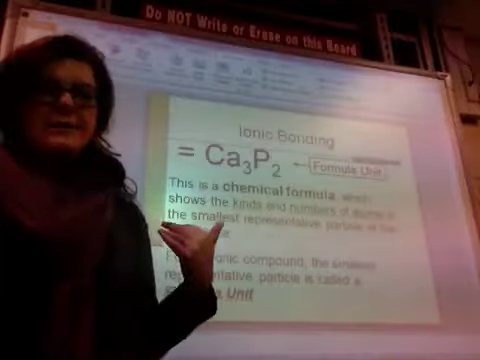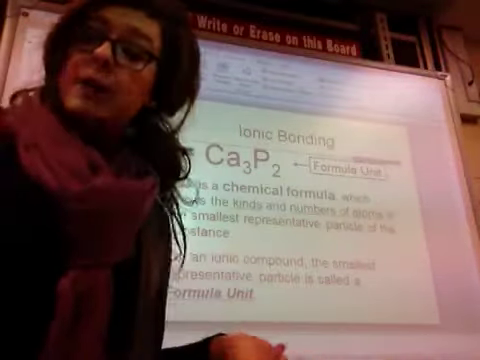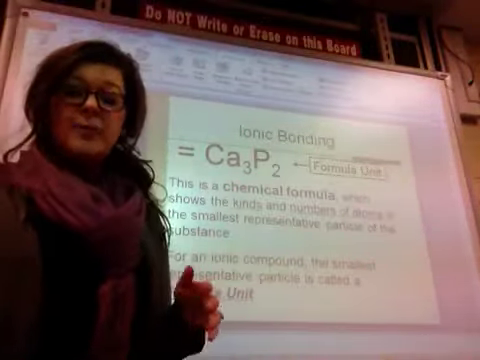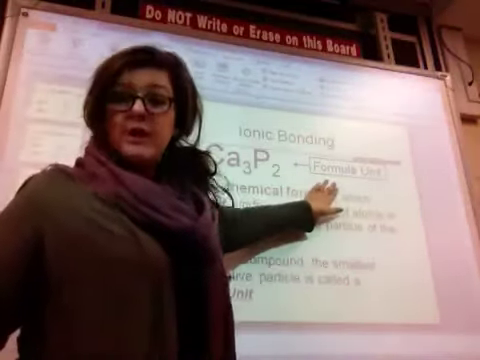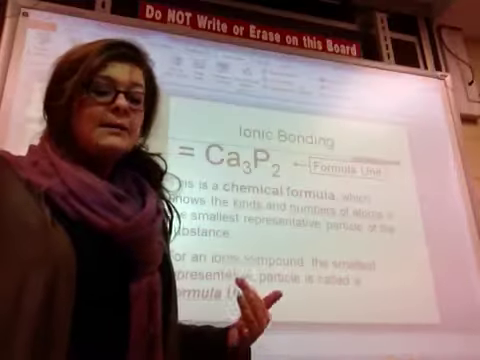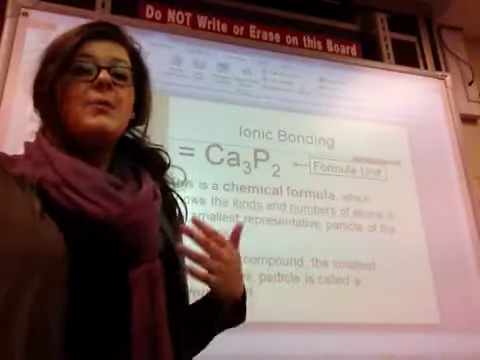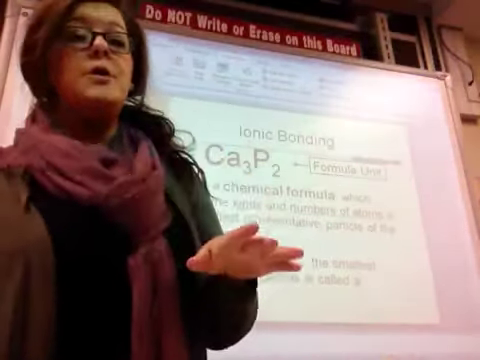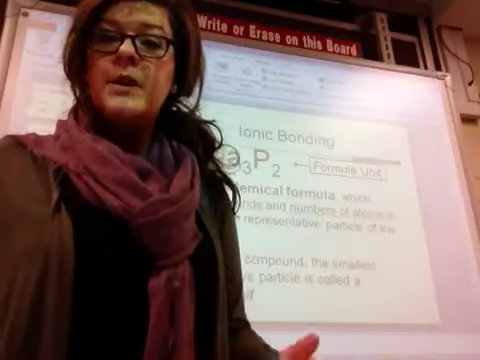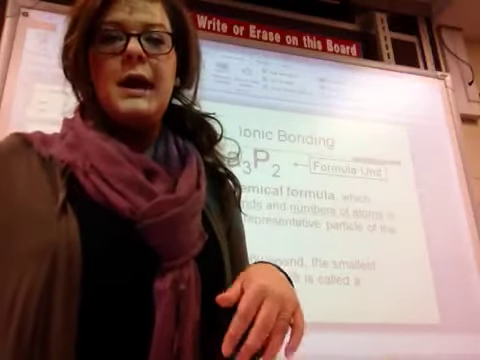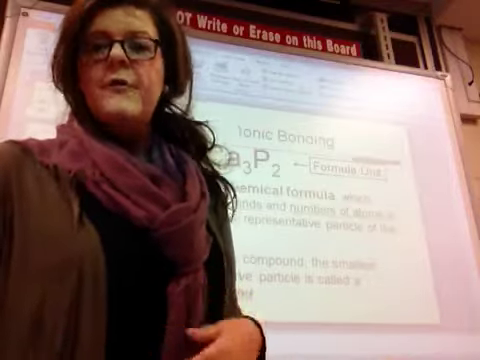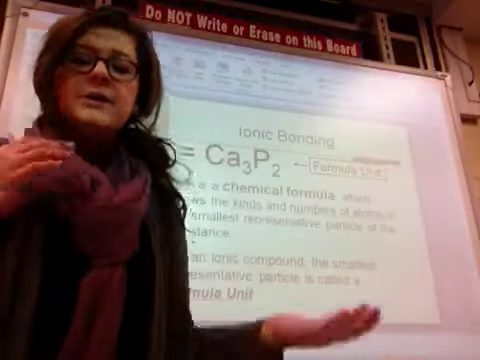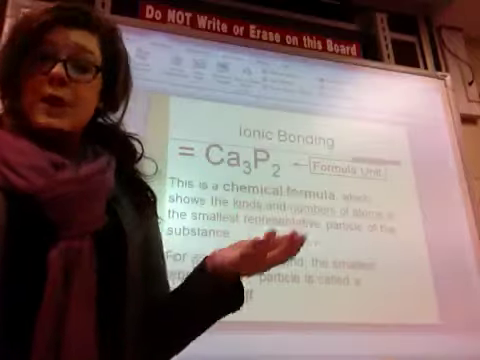For ionic compounds, we also can call them another name. The simplest formula for an ionic compound is called a formula unit. So you may see on a quiz, or you may hear me ask, or for your journal or homework, write the formula unit for the following elements, which really just means write the ionic compounds for the following elements. So formula units and ionic compounds mean roughly the same thing.